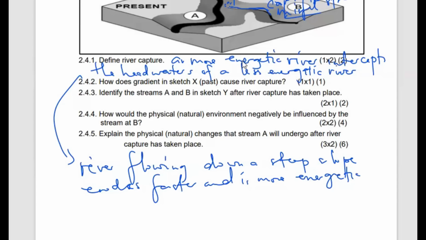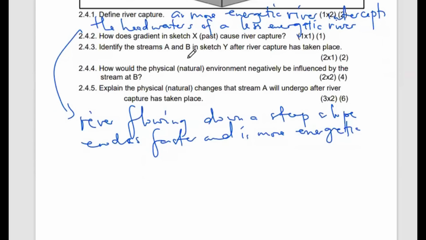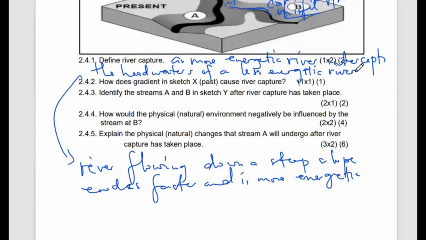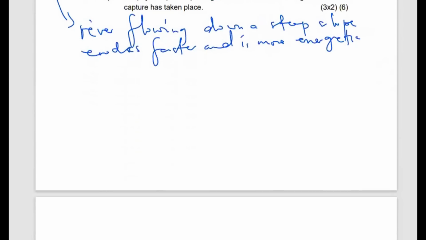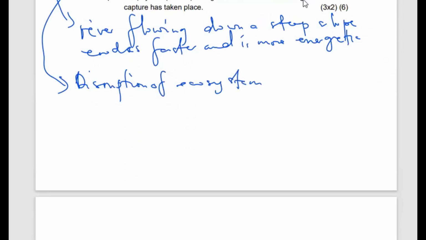2.4.4. How would the physical or natural environment negatively be influenced by stream B? This stream B here, now there's less water flowing in stream B. How does that affect the natural environment? We are looking at the natural environment here, right? We can talk of disruption of ecosystems. Mainly the aquatic ecosystem is going to be disrupted because of limited supply of water in that stream downstream. And also biodiversity, the variety of animals and plants.